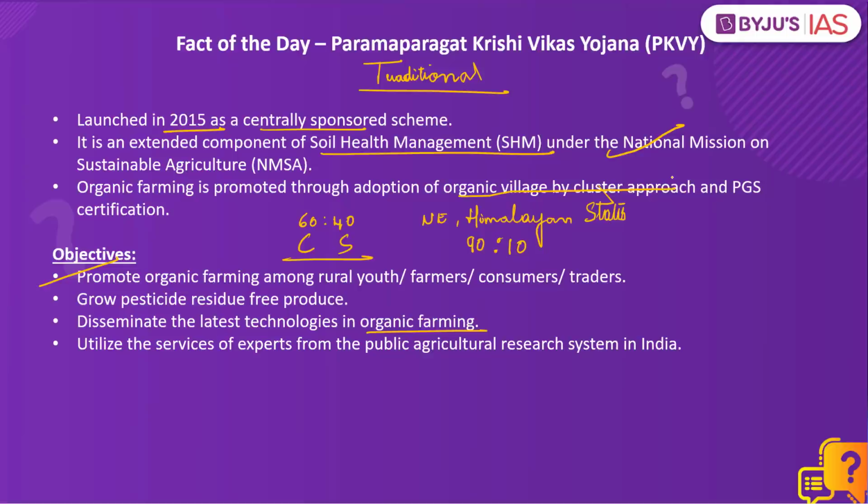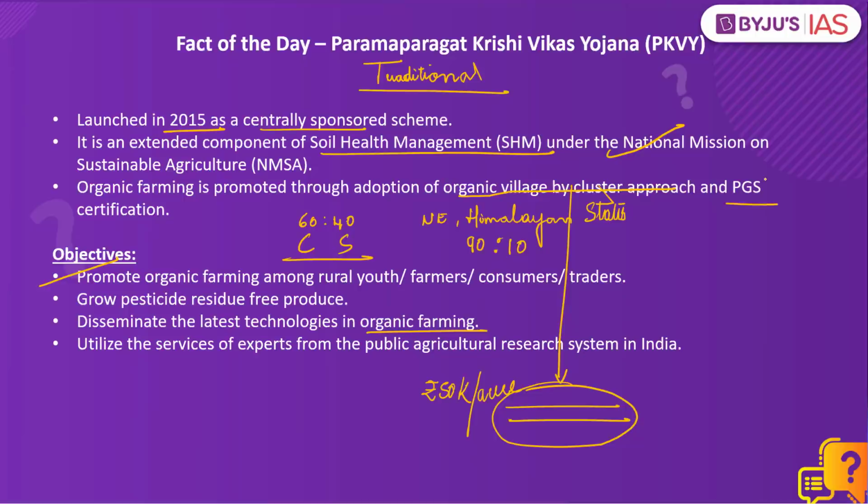Let us understand this. Under this scheme, 50 or more farmers will form a cluster of 50 acres of land and take up organic farming activities. And every such farmer will be provided rupees 50,000 per acre in 3 years. The produce grown in this land will be pesticide residue free as well as organic. It does not involve the use of chemical pesticides and fertilizers.